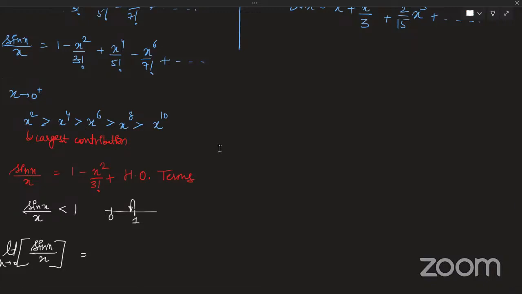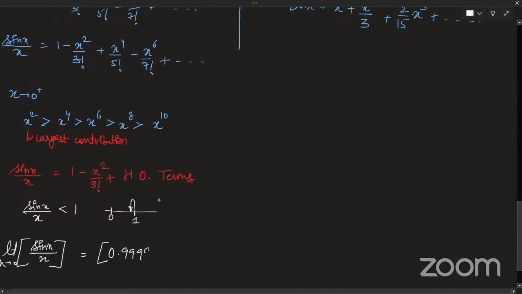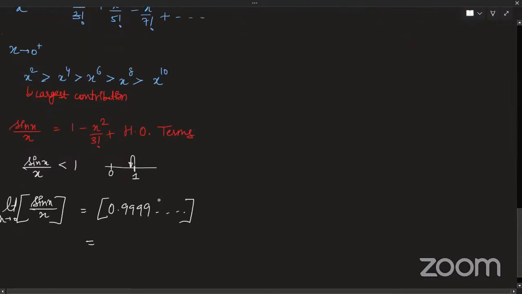Greatest integer function of 0.9999, and so on. Yes, correct. So it will be the greatest integer of 0.99999 and so on. Sir, what will my final answer be? 1, sir. 0, sir.